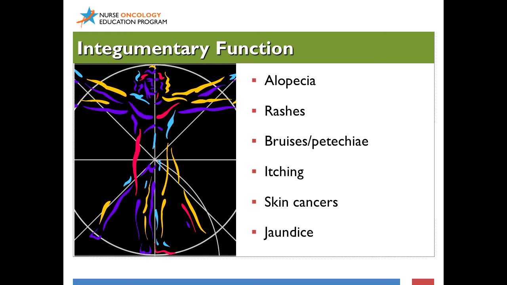And that's why we have different alterations within the skin, such as alopecia. Patients also may develop rashes from different types of targeted therapy. They may have bruising from low platelet counts. They may develop itching as a side effect of some of their treatments. We also know that there are specific skin cancers that can occur as an alteration in the skin function. And then also, if we have elevated liver enzymes, patients may have jaundice as well.